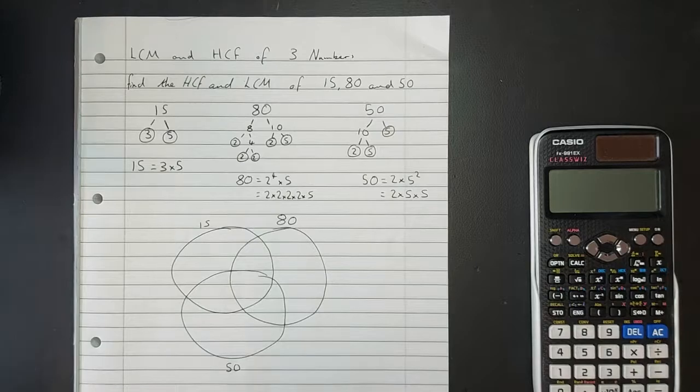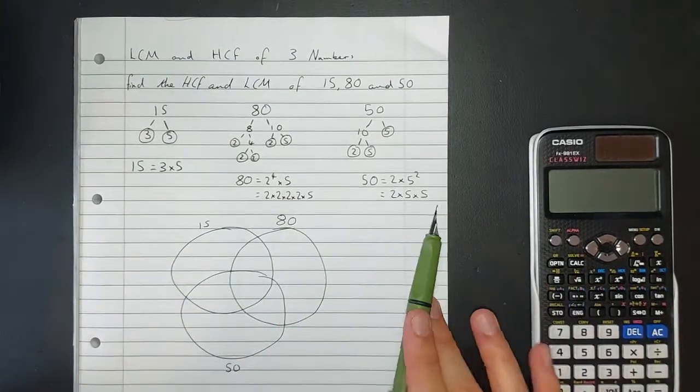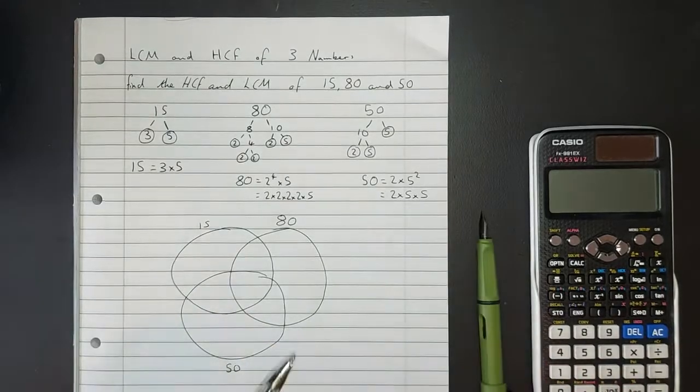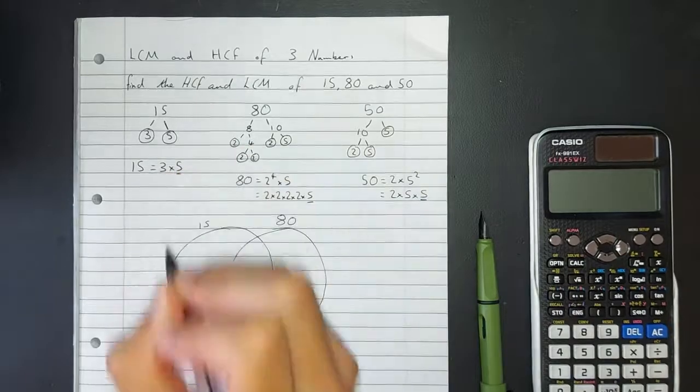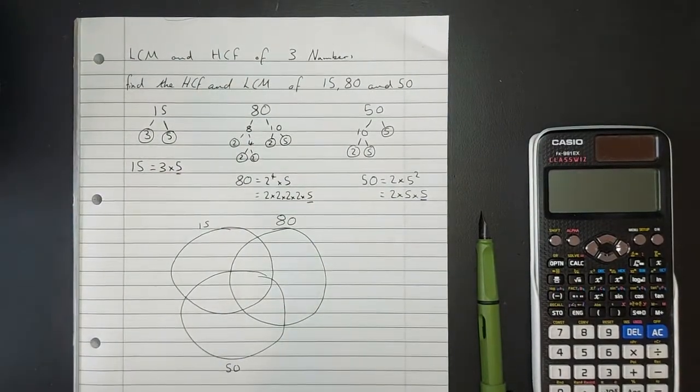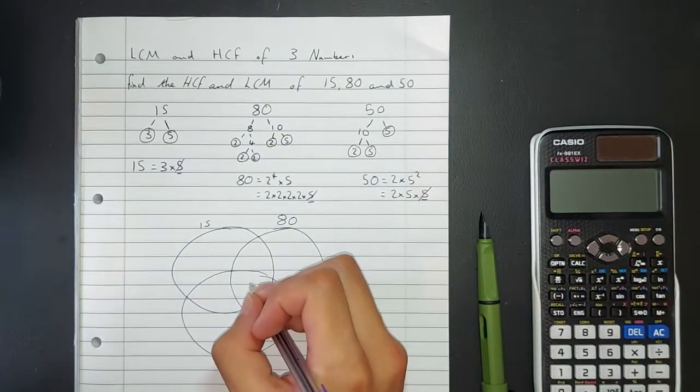So we're going to fill this out with all their products of primes, okay? So first of all, we're going to have a little glance across. Is there anything they all share? Well, they all have at least 1 5. So that means let's take the 5 and we can put it in the middle here.